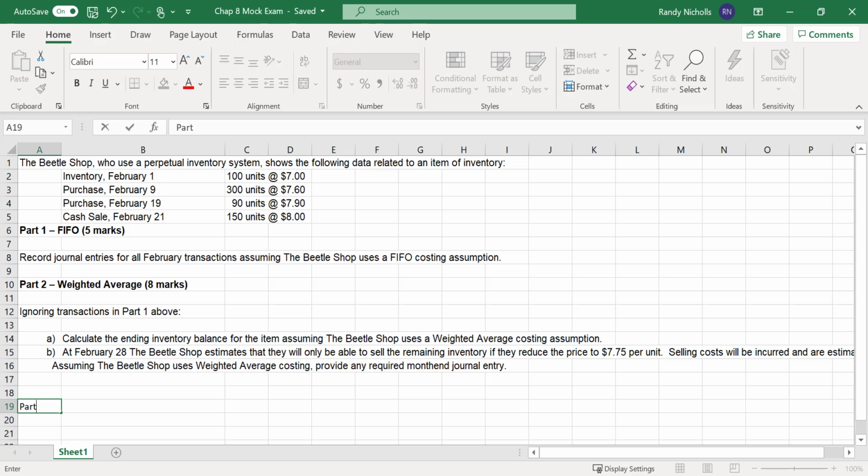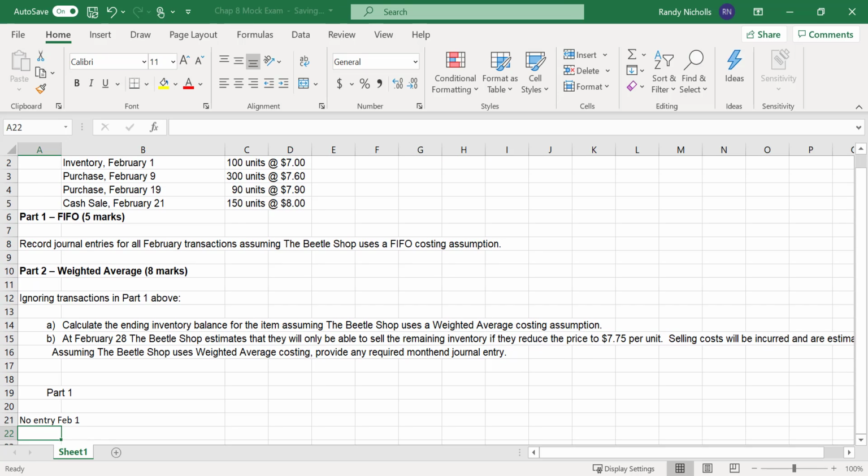So what have I got here? One, I'm going to label because it'll make Randy's life easy to mark on an exam if I actually put what I'm doing. And I want to record entries for February transactions. So I've got inventory February 1st. There is no entry for inventory in a perpetual. So you don't need to say no entry, but you can if you want. It certainly doesn't hurt. It does show you addressed it. I've got a purchase on Feb 9th.